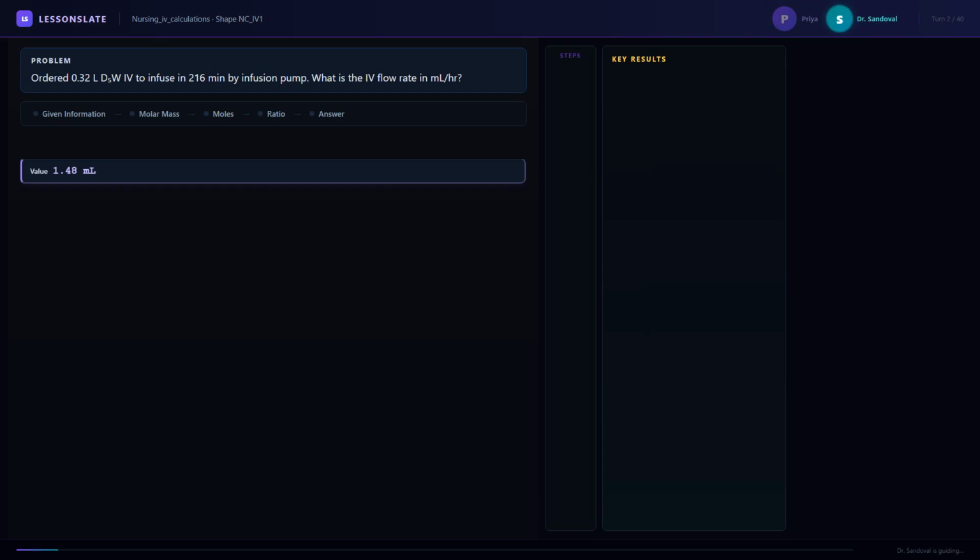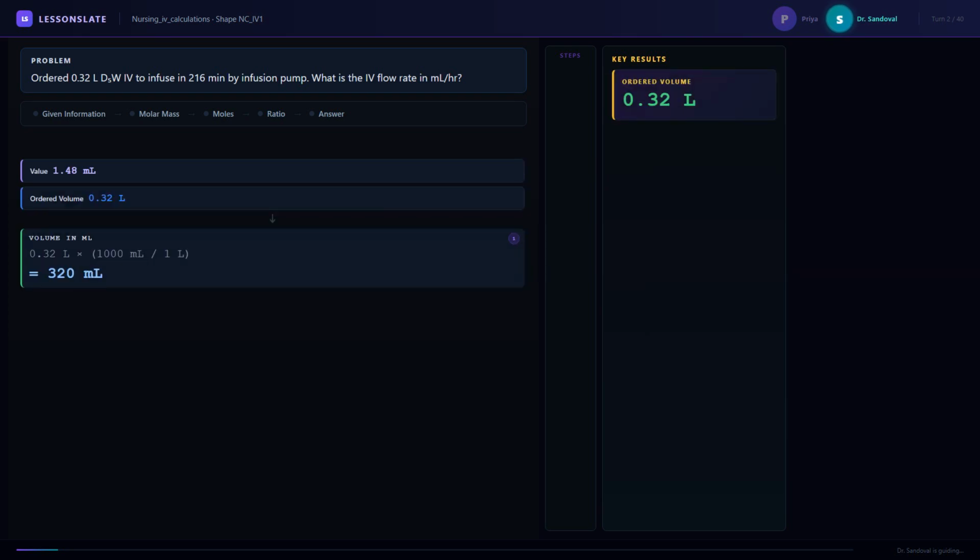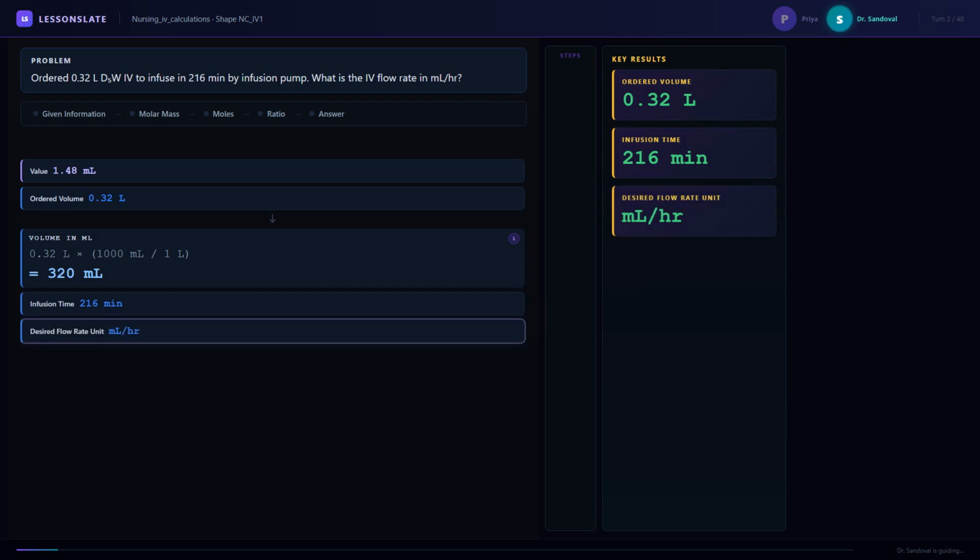I can see why this one's giving you trouble, Priya. The conversion of time units is a common spot where the whole calculation can shift. It's great that you've already started by converting the volume to milliliters. To make sure we're on the right track, let's look at the given information and what the problem is asking for. We have a volume of 0.32 liters to be infused over 216 minutes, and we need the final rate in milliliters per hour. What's the next unit conversion we need to make to get our time into hours?